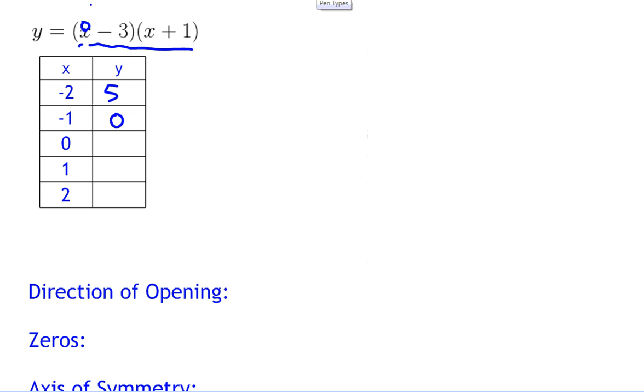So 0 here. 0 take away 3 is negative 3. And then 0 plus 1 is just 1. Negative 3 times 1 is negative 3. And on to the next one.